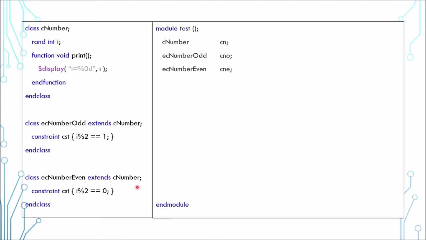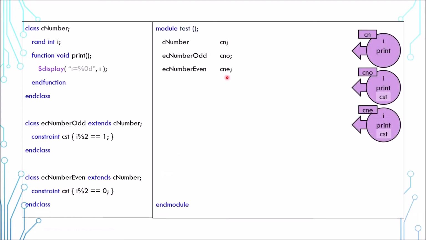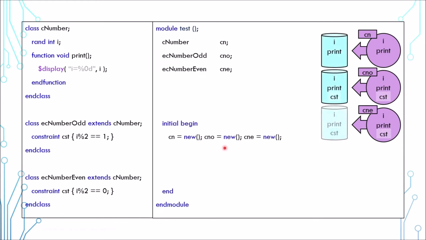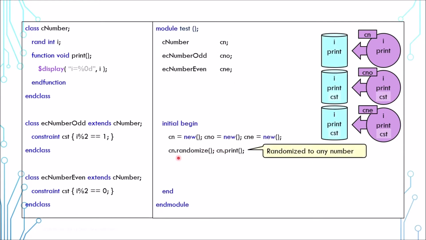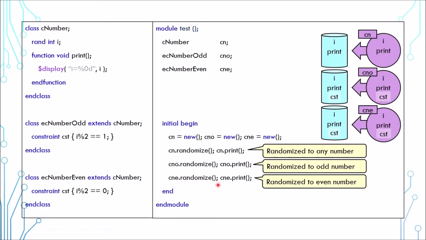Now we can use these classes. Here we create these three pointers or handles. We can then instantiate the classes. The CN object is used to get a random number. The CNO object is used to get a random odd number. And the CNE object is used to get a random even number.